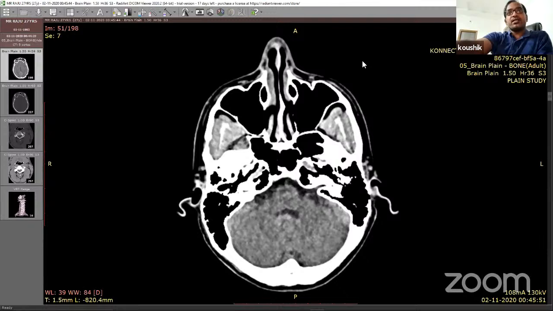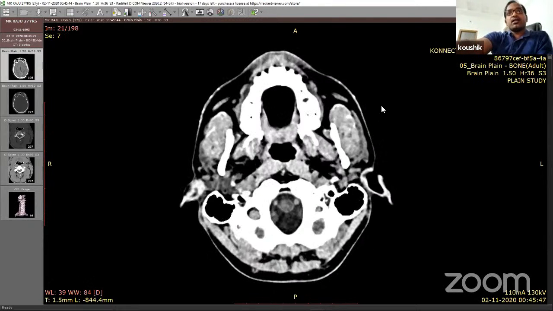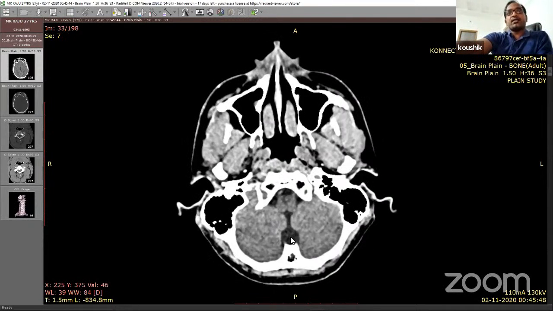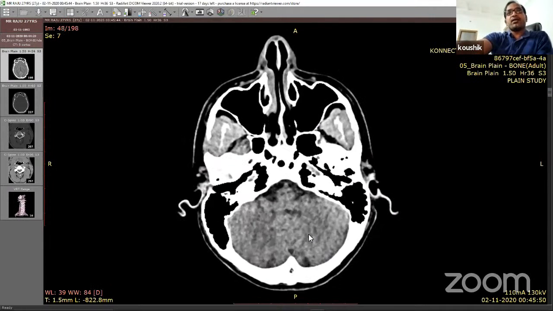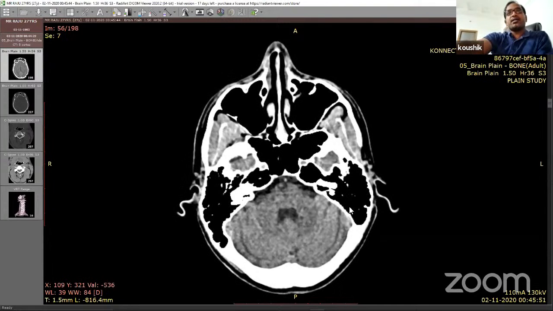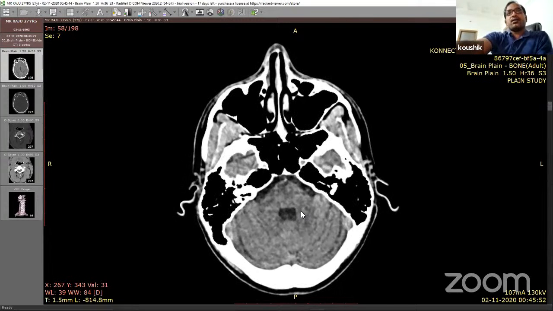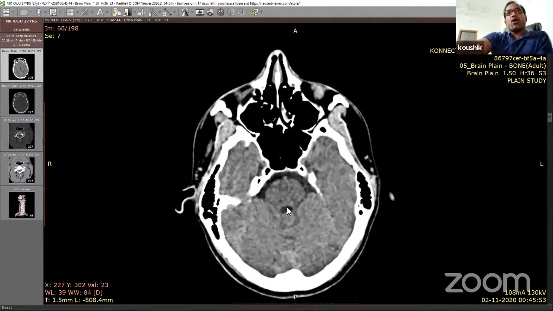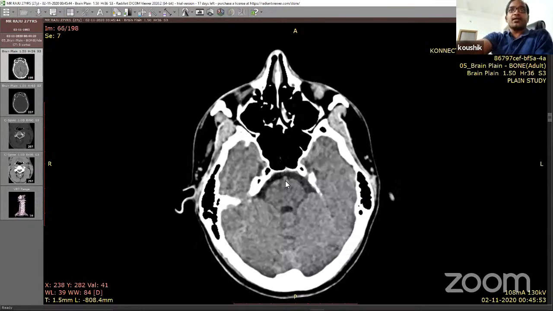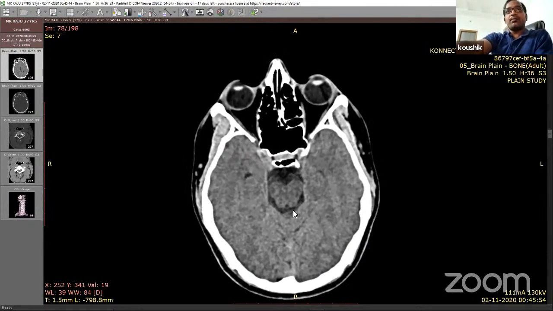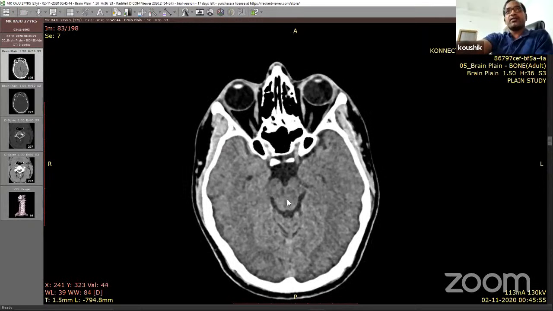I'm scrolling through the images. Here we can see bilateral cerebellar hemispheres. This is the medulla oblongata. We are going up. We can see bilateral mastoid air cells. Then comes the pons, which is an apple-like structure with the stalk of the apple being the basilar artery here. Then if we go still up, we find the midbrain, which looks like a Mickey Mouse.